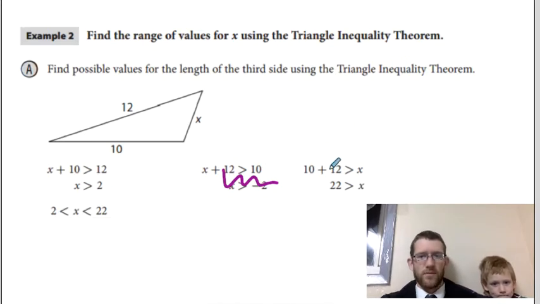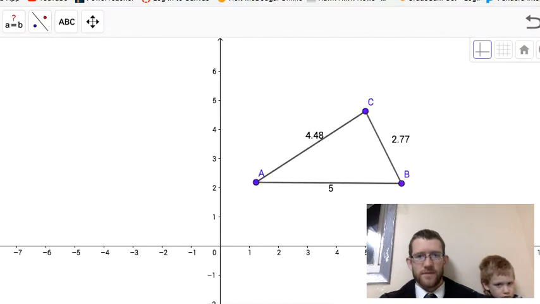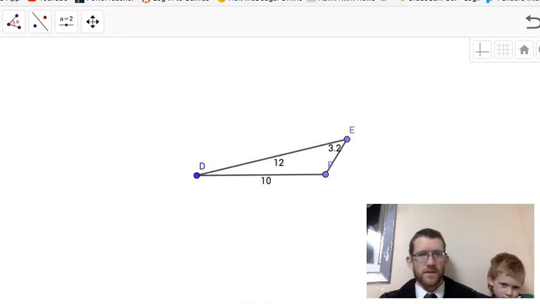And the other one is 10 plus 12 has to be greater than x. So x's upper bound is 22. And again, I made a little figure for this one. It's this one here.